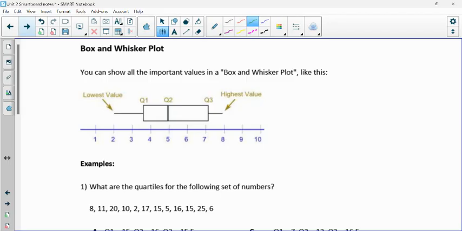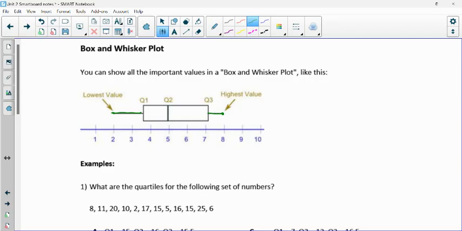Okay, so the box is made up of Q1 on the left, Q2 would be some sort of line in the middle wherever Q2 happens to be, and then Q3 is the right side of the box. Going from your box to the left side would be your lowest value. So at the very end on the left is your lowest value. And then going from your box over to the right-hand side on the far right would be your highest value. Okay, so you can get 5 numbers off of that: your lowest, your Q1, your Q2, your Q3, and then your highest.